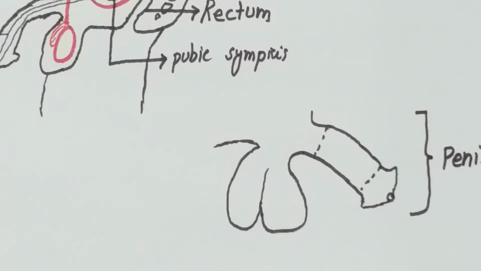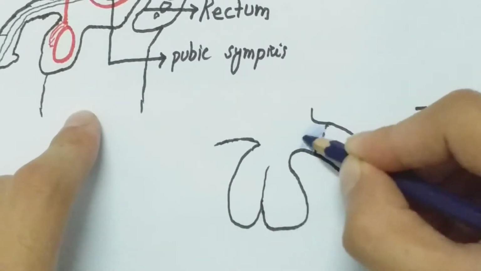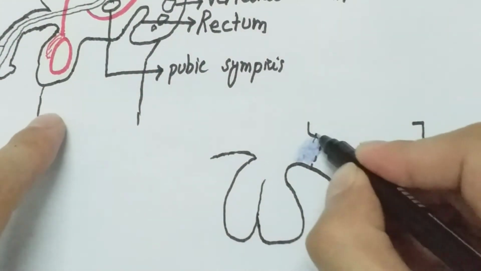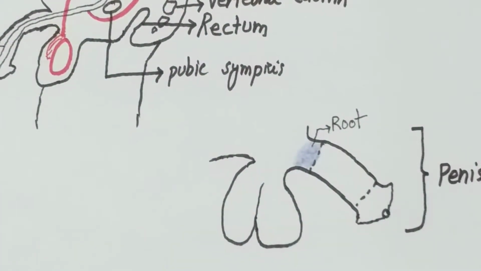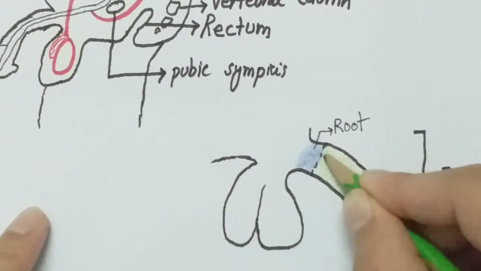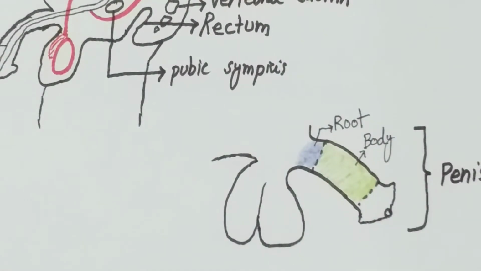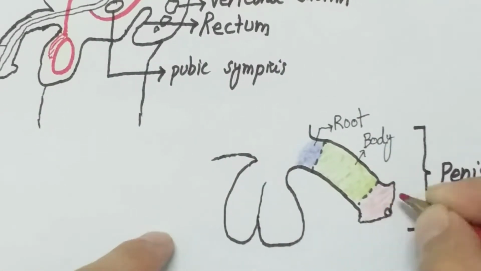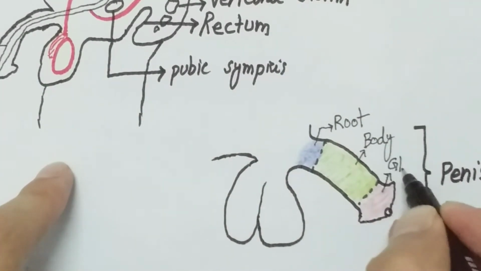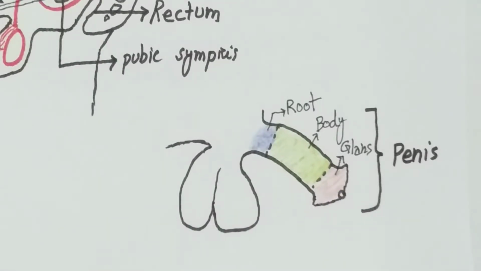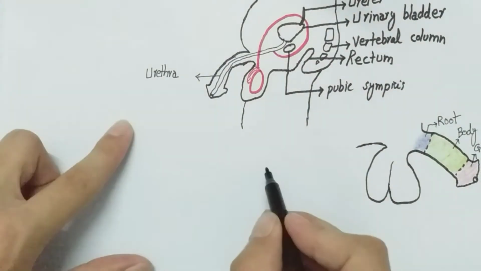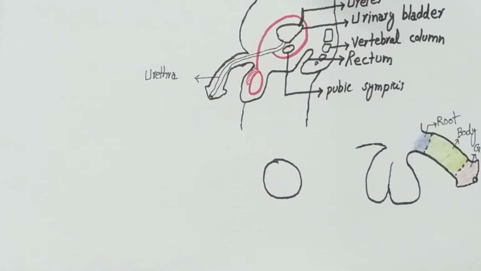Now there are two main functions of the penis. Number one, it is conveying the urine, and number two, it is conveying the semen. The penis can be divided into three parts, that is we have the root, body and the glans. The root is connected to the pelvic bones. The body is also called the shaft, it is the middle elongated portion, and the glans is the terminal expanded portion.